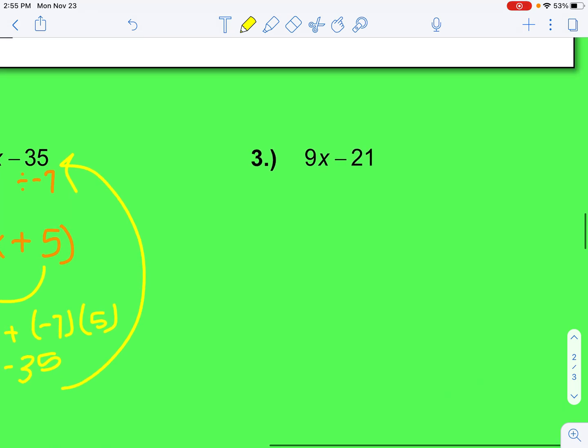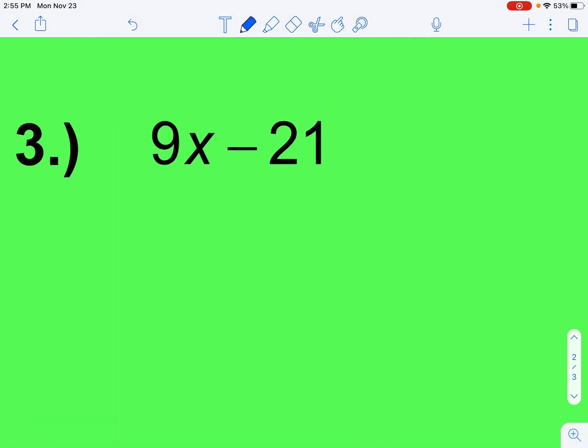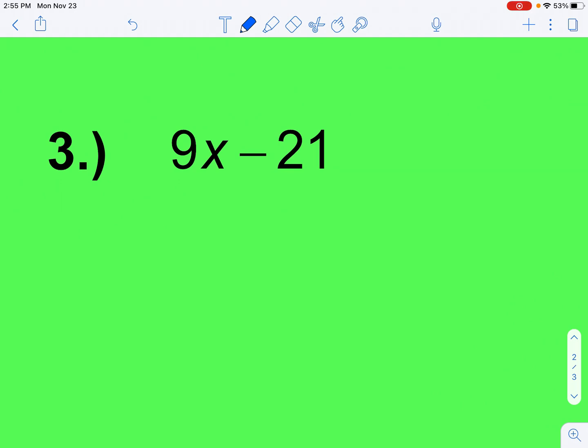Alright, you try number 3 on your own, and then come back and see what you got. Alright, so when we do number 3, we need to think, what numbers could I pull out of both 9x and 21? I always like to start with this 9. I know I can pull a 9 out of 9. Could I pull a 9 out of 21, leaving a nice number? No, I can't. So that means I can't pull a 9 out.